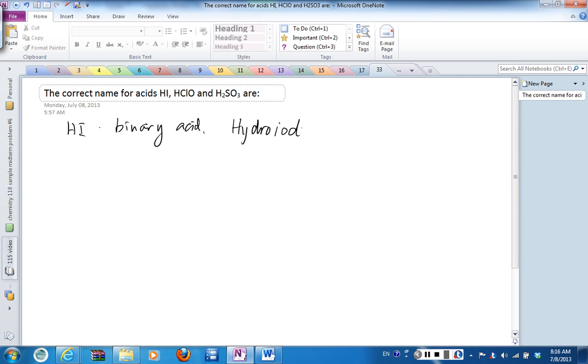and in the end we put the ic suffix and then put the word acid in. So hydroiodic acid, that's the name for HI. Next, HClO.